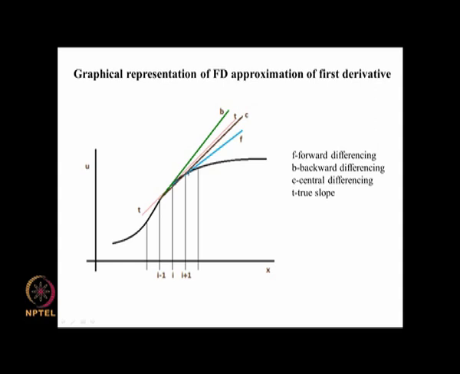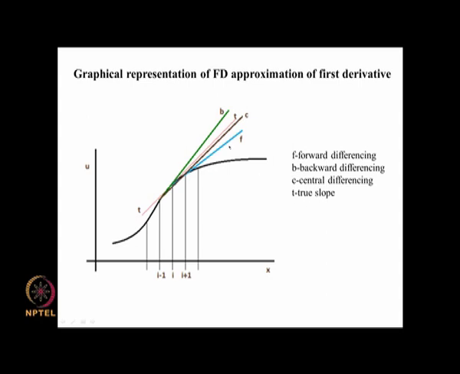It is a fairly smooth variation, and you have your mesh nodes. This is the ith node, and then i plus 1, i plus 2, similarly i minus 1, i minus 2, like that, with uniform spacing of delta x. Now we are looking at the derivative ∂u/∂x at i, at this particular point.